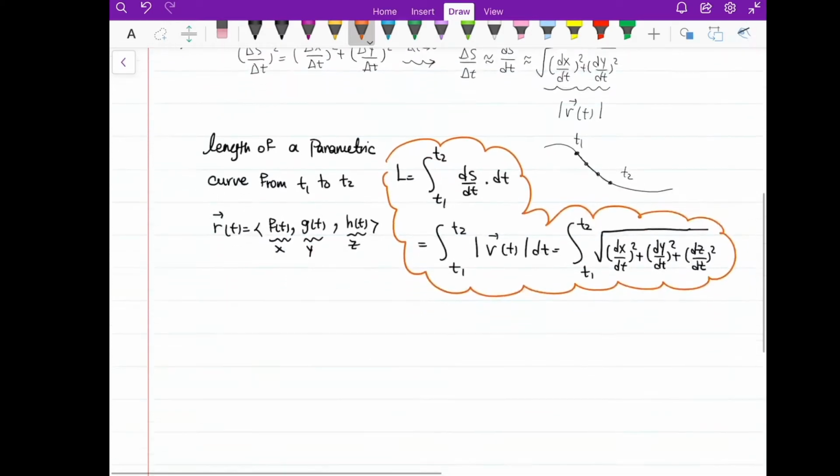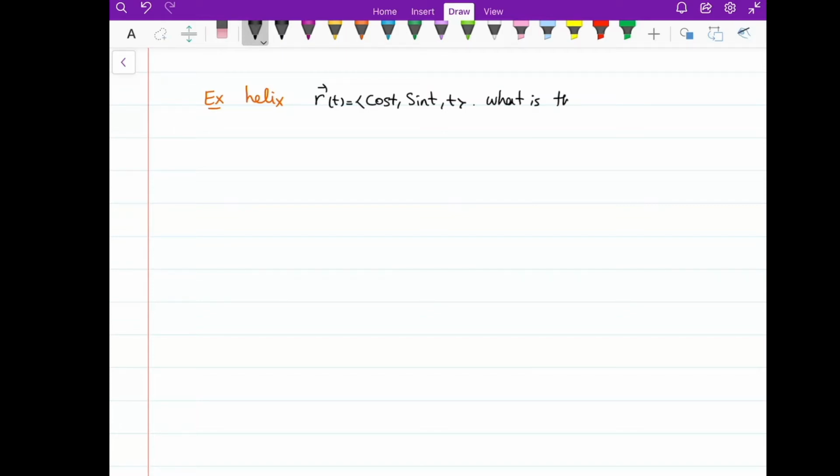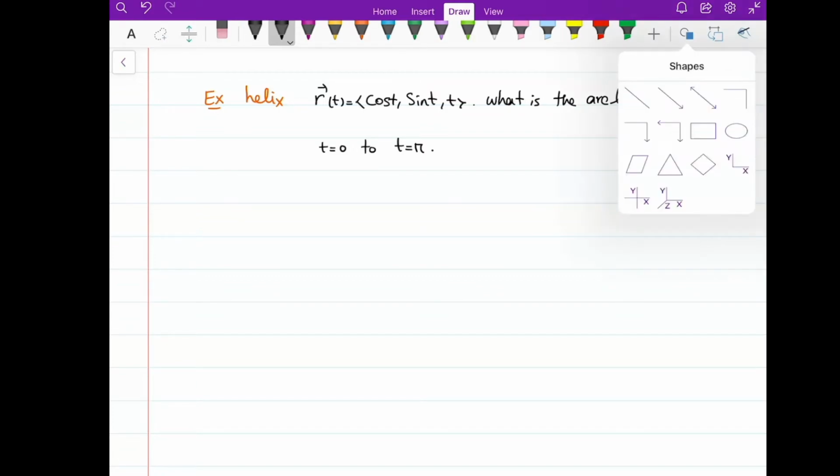Now let's look at some examples. I'm going to look at the helix. So the helix has this parametric curve, cosine t, sine t, and then t. The question is, what is the arc length from t equals 0 to t equals pi? Okay, let me graph the helix very quickly.